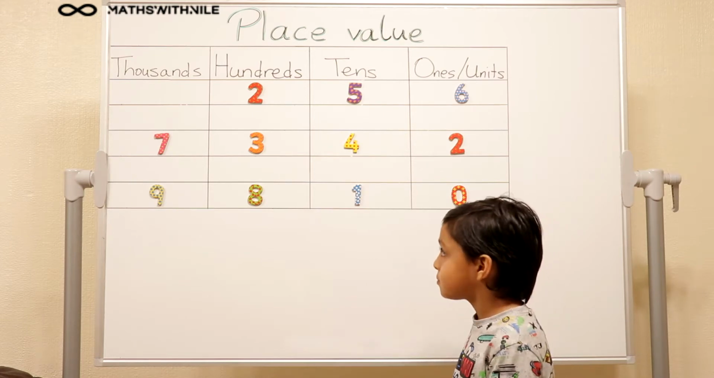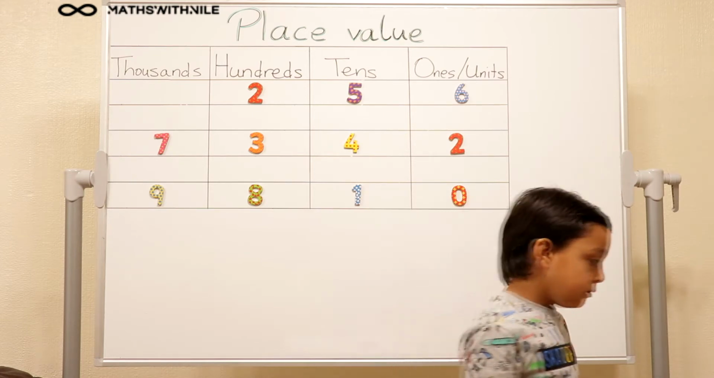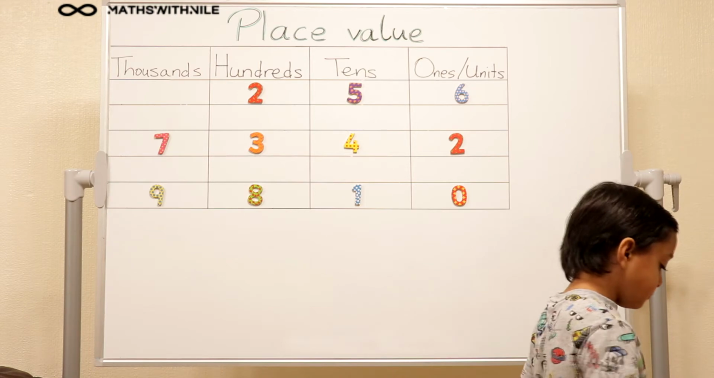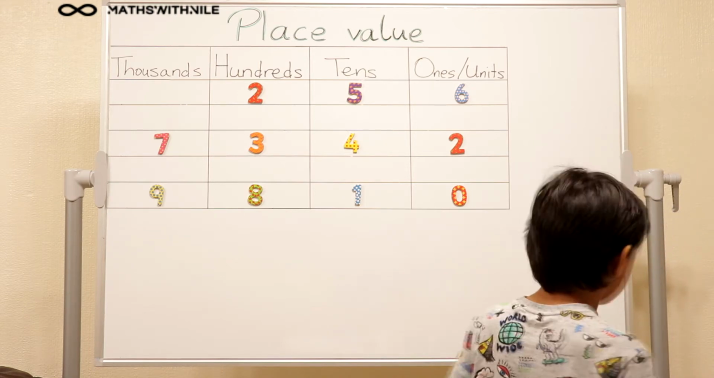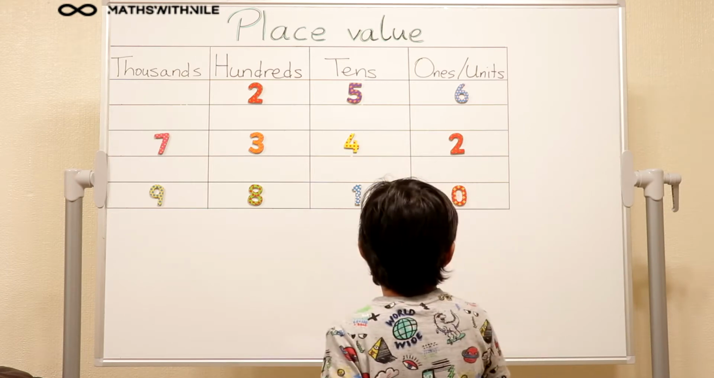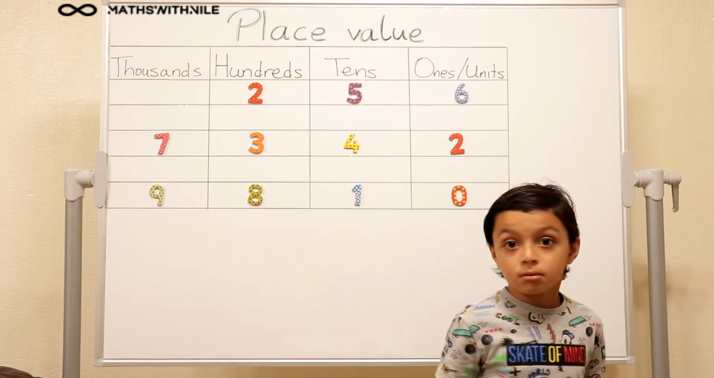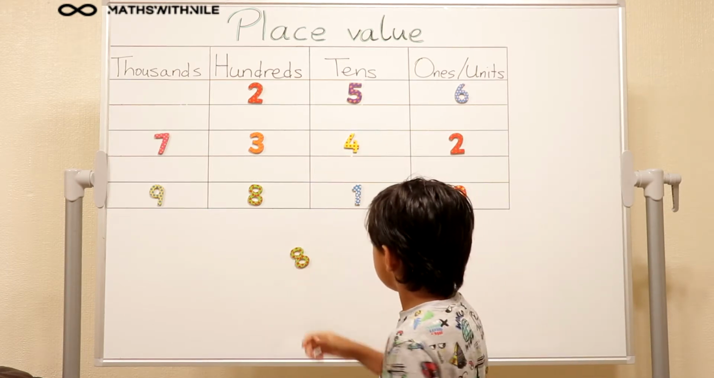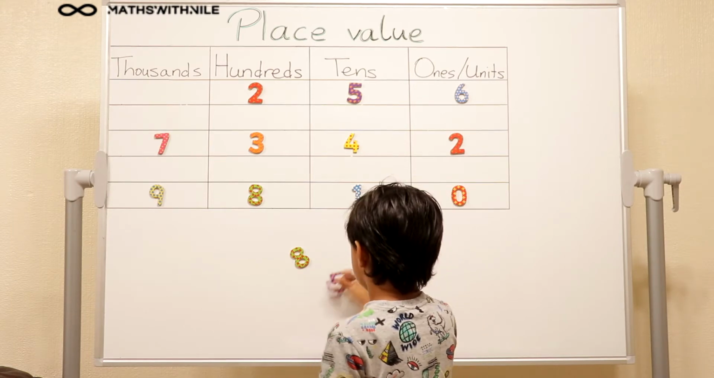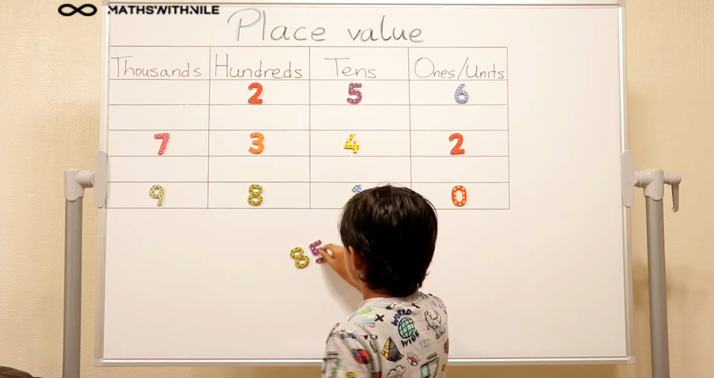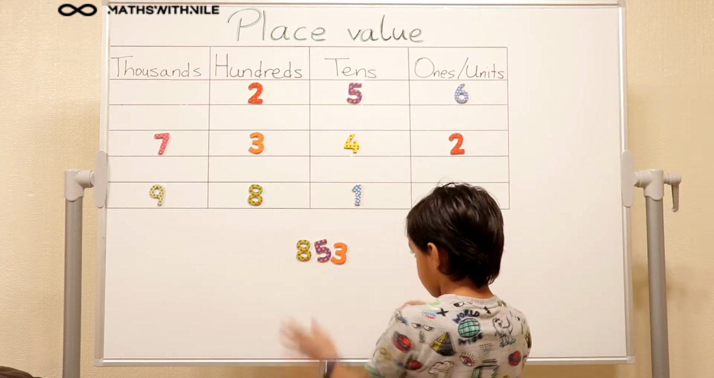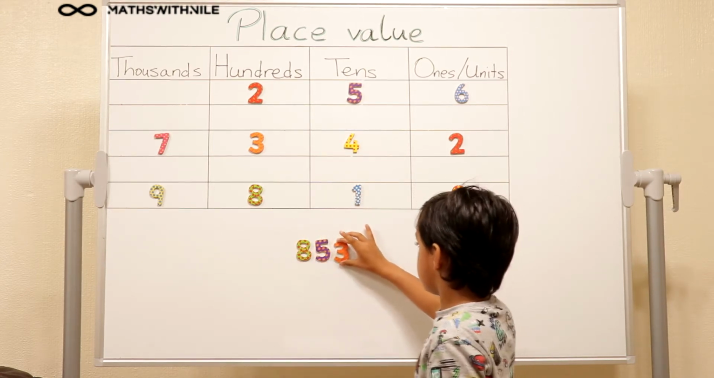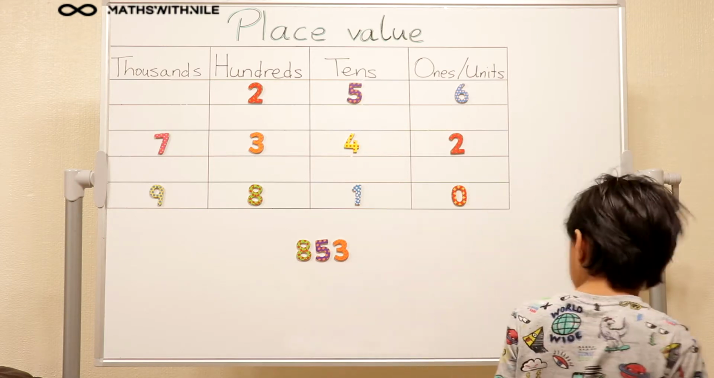Very good. Can you grab 4 random numbers there as quickly as you can? And can you put them underneath the table together and make a number? Underneath the table. So 8, 8, 5, and 3. Did I say 3 numbers? Can you do one more? Grab another one. 6.